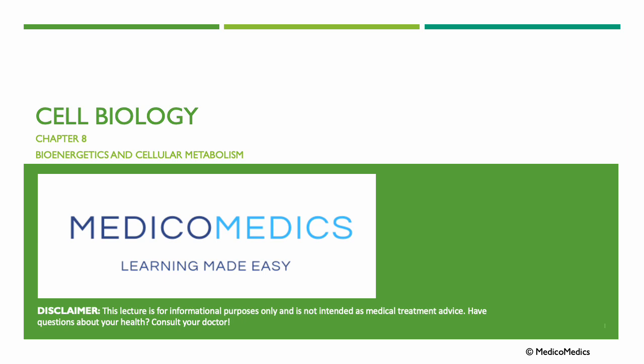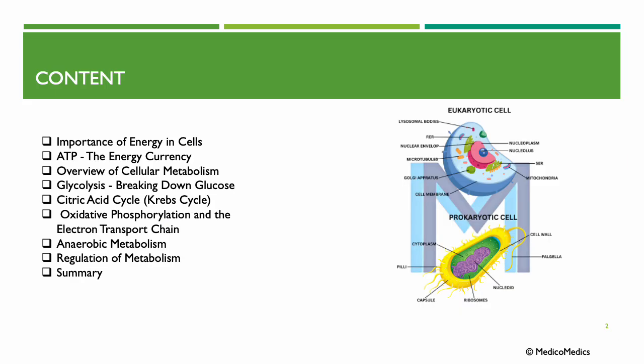Cell Biology, Chapter 8, Bioenergetics and Cellular Metabolism. In this lecture, we will cover the importance of energy in cells, present the concept of ATP, the energy currency, do an overview of cellular metabolism, describe glycolysis, the breakdown of glucose, present the citric acid cycle, briefly talk about anaerobic metabolism and the regulation of metabolism, and end with a summary.